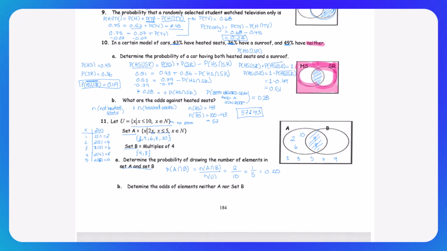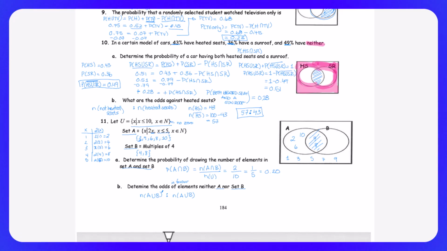Okay, let's look at B. Determine the odds of elements neither A nor set B. Okay, so they're not A or B. If they're not A or B, let's make this the odds in favor of elements neither A nor B. All right, so that means the number of neither A or B would be the complement of the union, so we have to look at the number for the union.